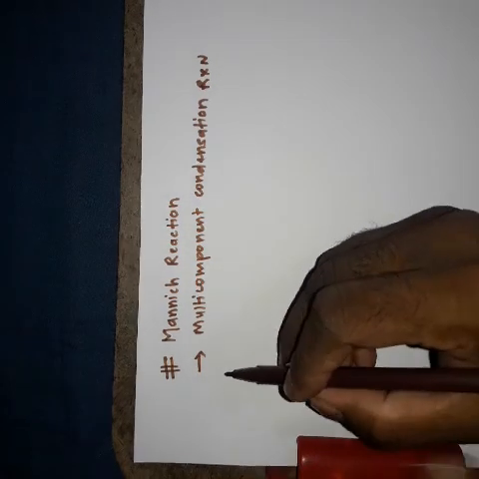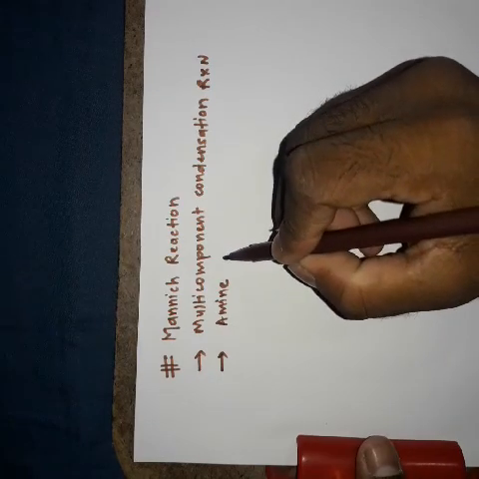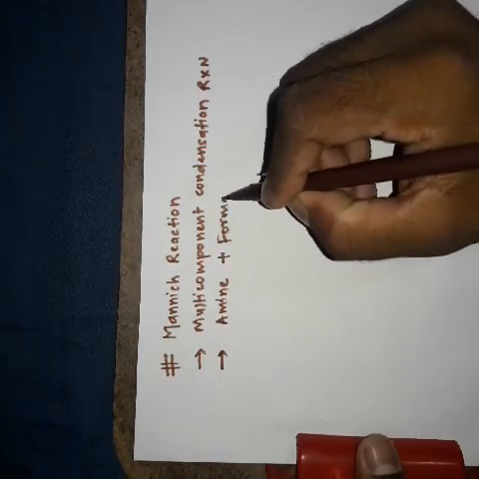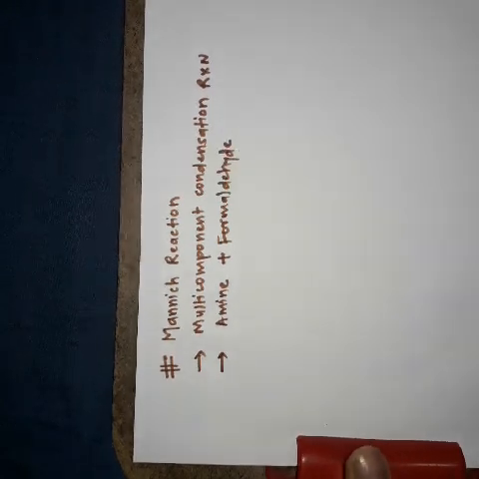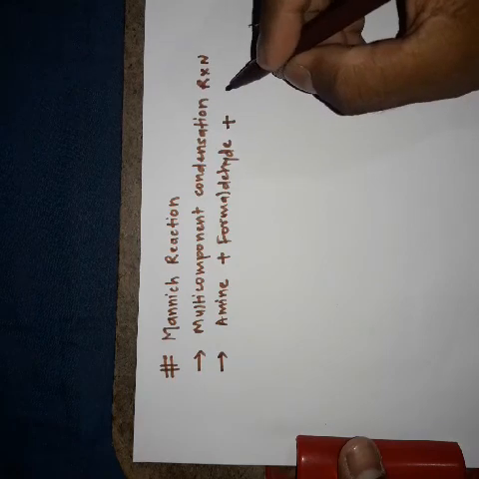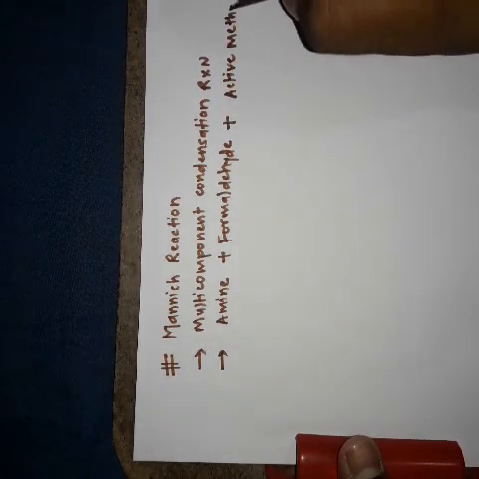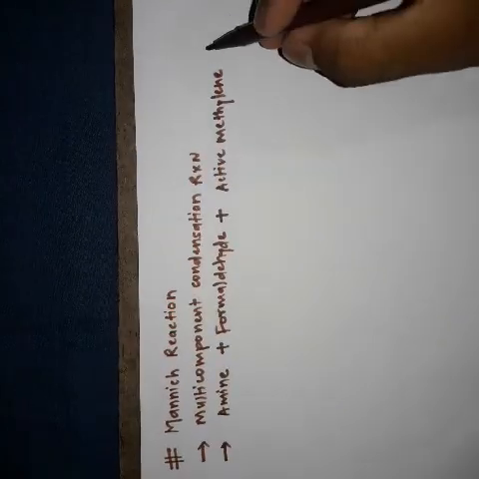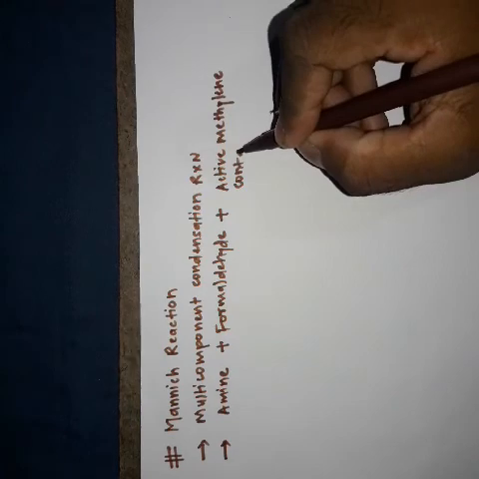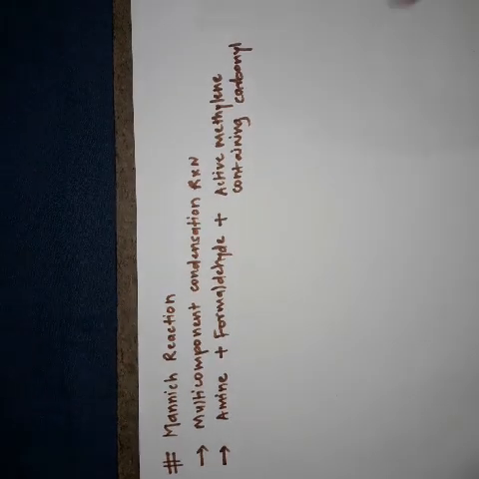Today we are going to learn the Mannich reaction. The Mannich reaction is basically a multi-component condensation reaction, in which amine plus formaldehyde, these two components are very much fixed components, plus an active methylene containing carbonyl compound.